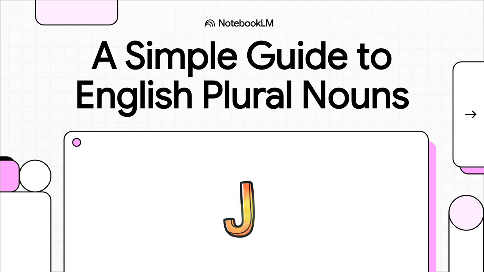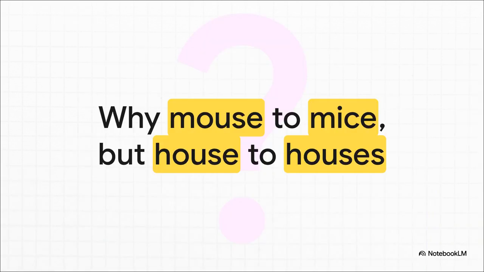Today we're going to jump right in and tackle a puzzle in the English language that trips up pretty much everyone at some point. Plural nouns. Yeah, it sounds easy. Just add an S, right? Well, as we're about to find out, it's a lot more interesting than that, with twists and turns that tell a story about the history of the language itself.